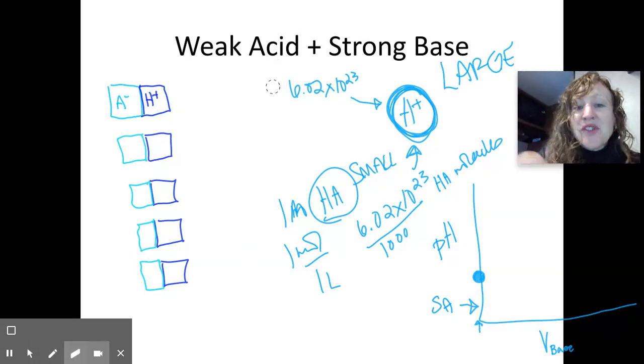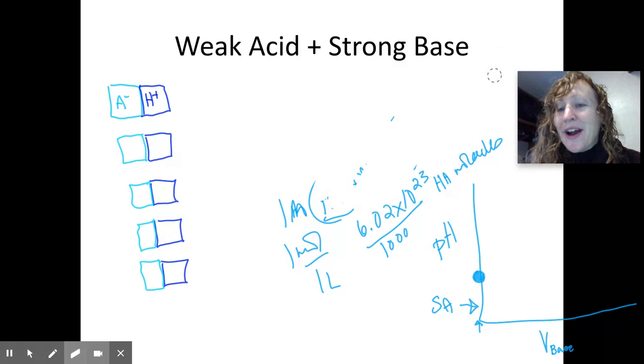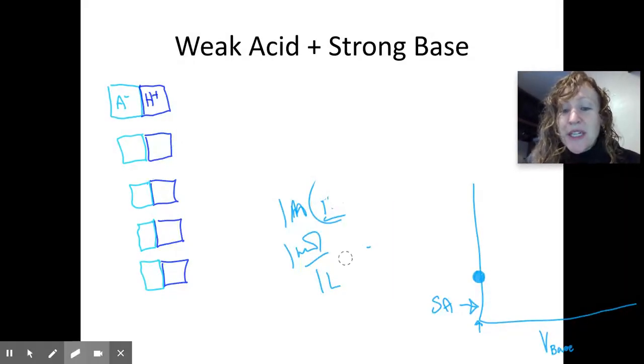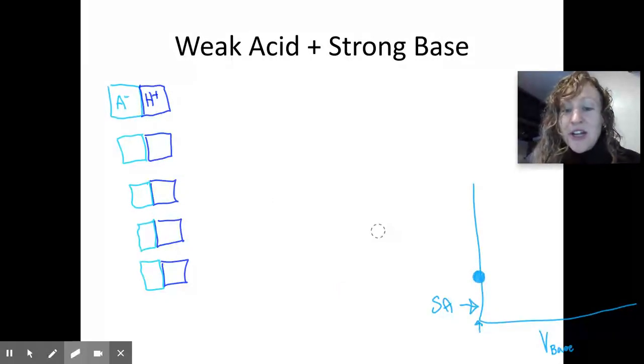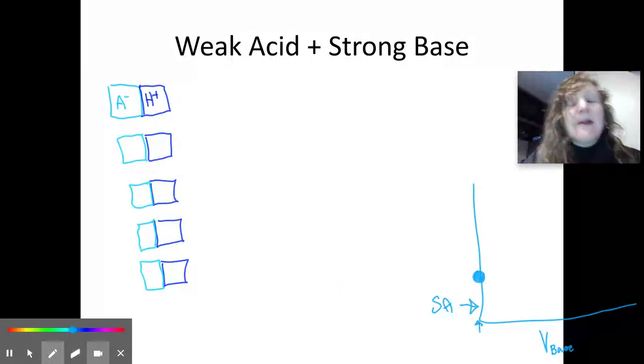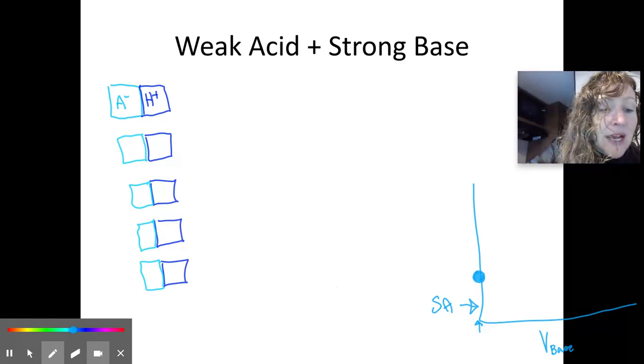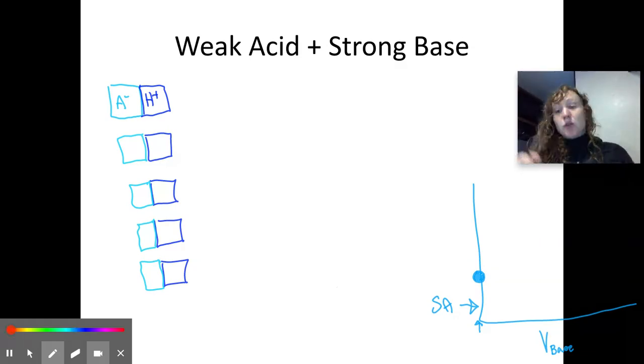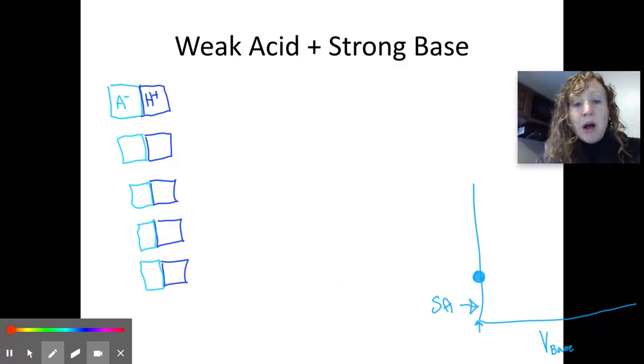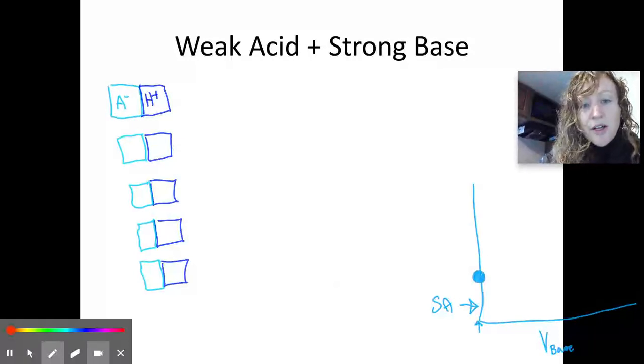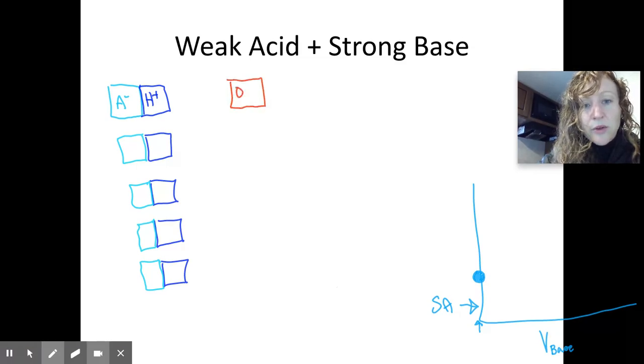Okay, so now that we know what our pH is going to be initially when there's just weak acid present, because it's a titration, we're going to start to add strong base to this. And because we're trying to add it little by little to figure out how much acid is present, we just add a small amount of strong base to begin with. So I'm going to draw my strong base in a loud color. I feel like red is feeling loud today.